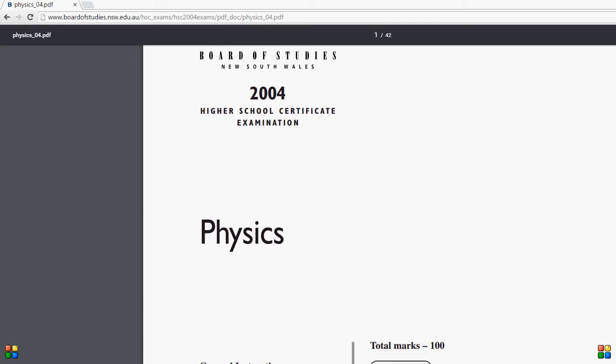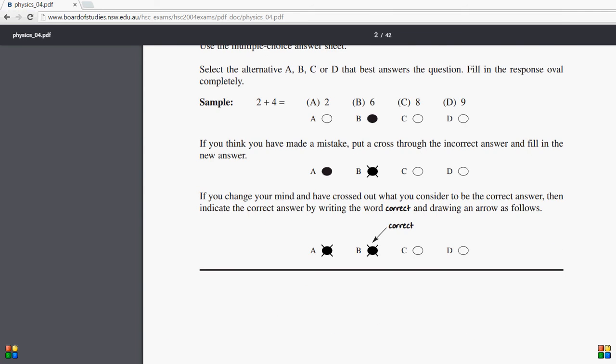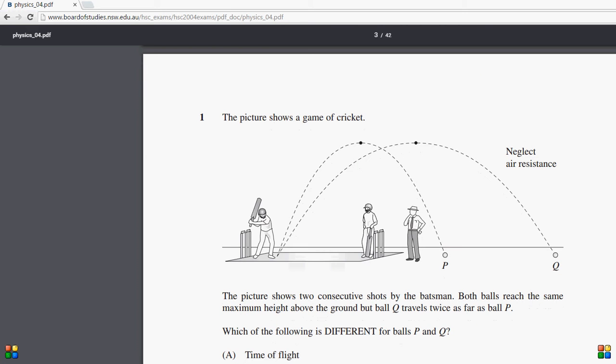Alright, 2004 HSC physics paper. Let's go through the multiple choice. A picture shows a game of cricket. The picture shows two consecutive shots by a batsman.